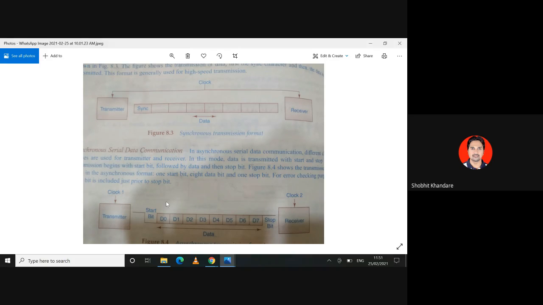अब ये start और stop bit क्यों भेज रहा हूँ मैं? Now there is no synchronization, but synchronization can be achieved by sending a start bit and a stop bit along with the data.